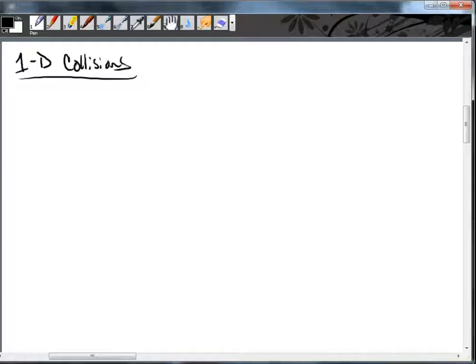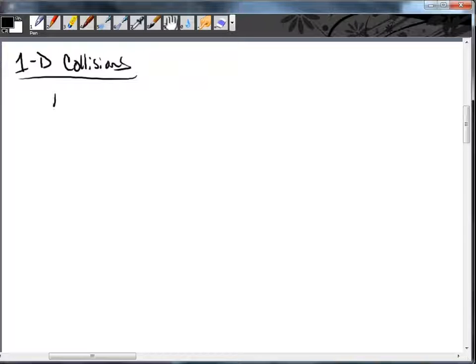Okay, now we have 1D collisions. Mind you, if you watch the cars out in the parking lot, those are almost always two-dimensional collisions, because you're always at some sort of angle to each other when you run into each other or push other cars out of your parking spot. So we're going to simplify it right now, just for principle's sake, and have a 1D collision.